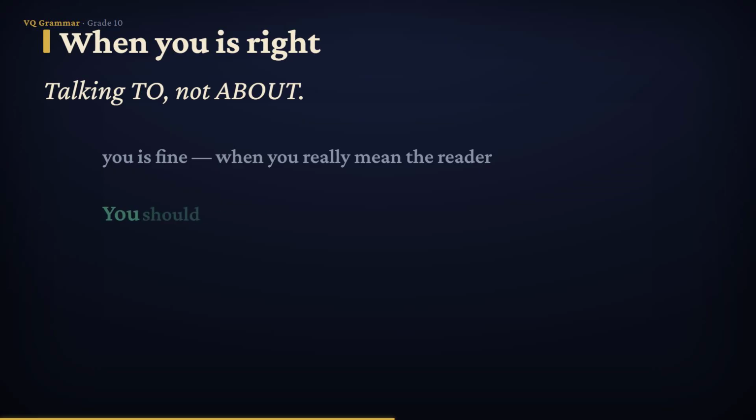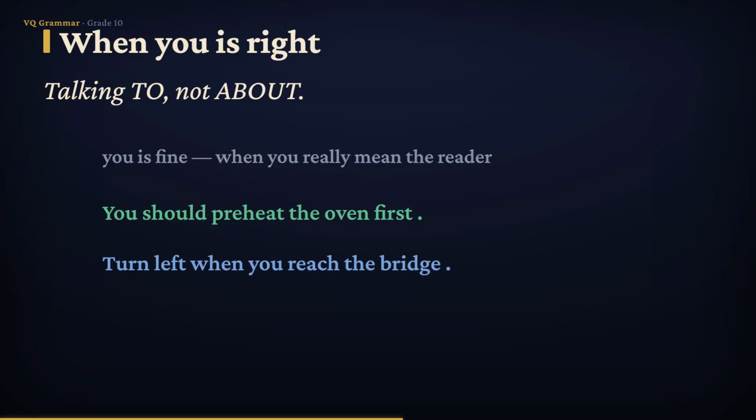In a recipe, you should preheat the oven first. In directions, turn left when you reach the bridge. In both of those, you is the antecedent and you is the pronoun, so everything agrees beautifully. The trouble only starts when you sneaks in as a stand-in for somebody in the third person.